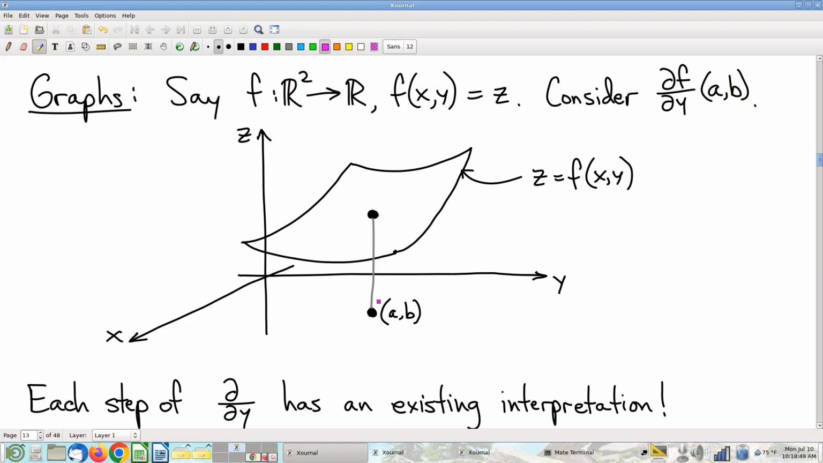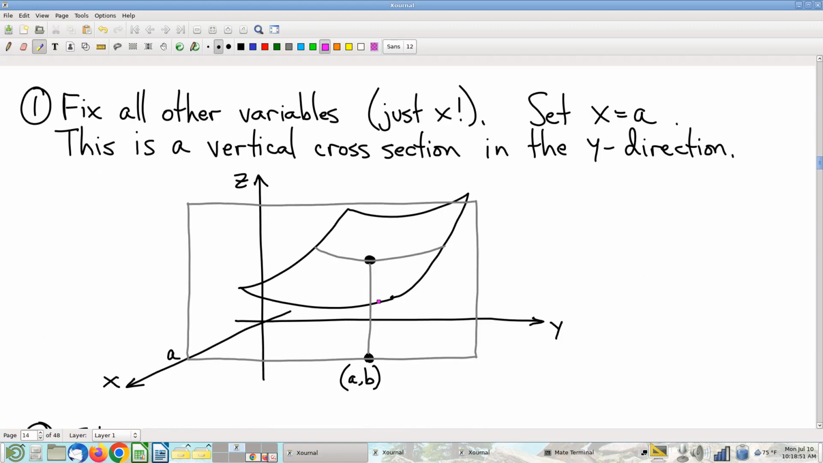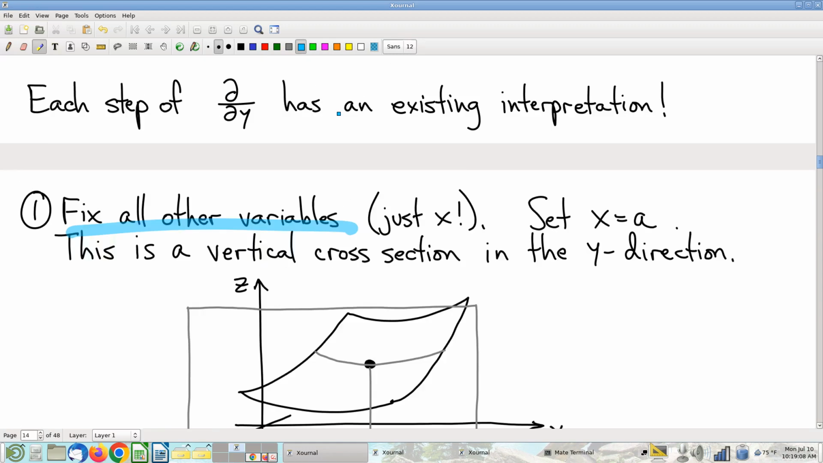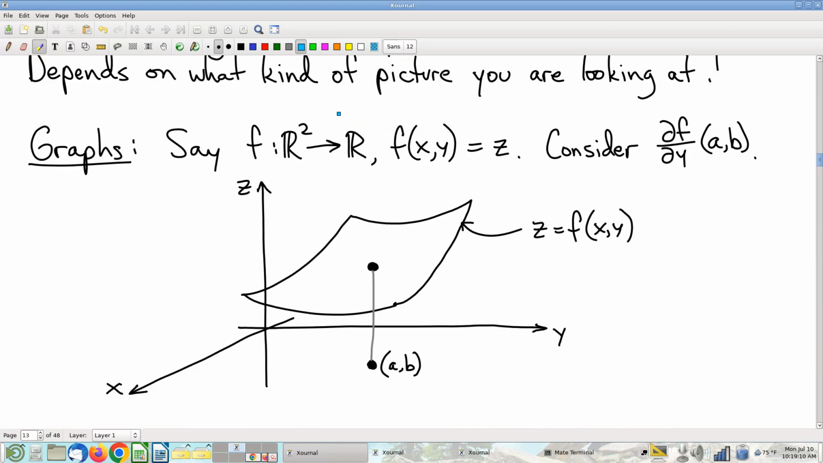Okay. So yeah, let's think about our existing interpretations. So again, we're looking at this point. Keep that in orange. Step 1 in our process. We're taking a partial with respect to y. We have to fix all the other variables. Okay, wait a minute. What are my other variables? We're taking a partial with respect to y. That means I need to fix x. x is my only other variable.